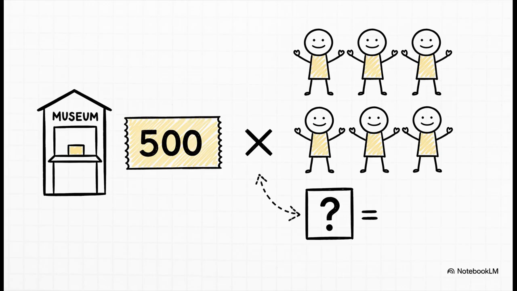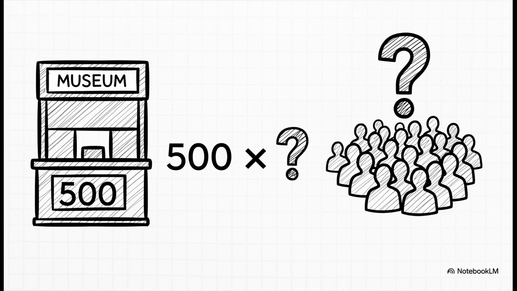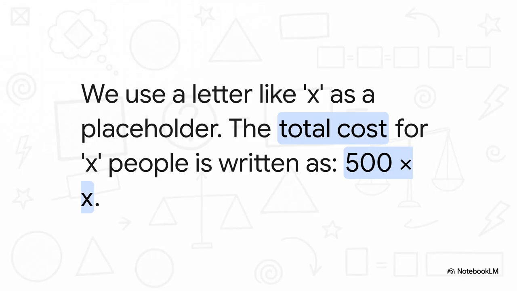No problem. But what if we don't know exactly how many people are coming along? Maybe the whole class wants to join, but we haven't counted everyone yet. The ticket price, that's still 500, but what do we multiply it by? We're missing a number. We need something to hold its spot until we know for sure. And that's it. That's why we use letters. A letter is just a placeholder for a number we don't know yet. It's like a little space saver.